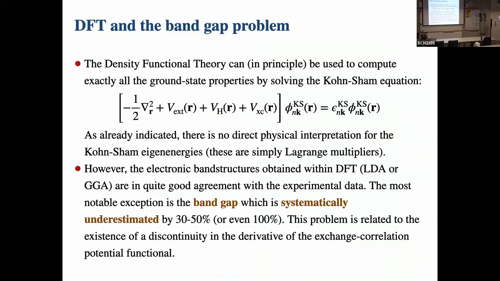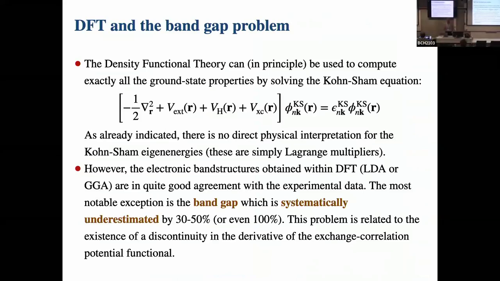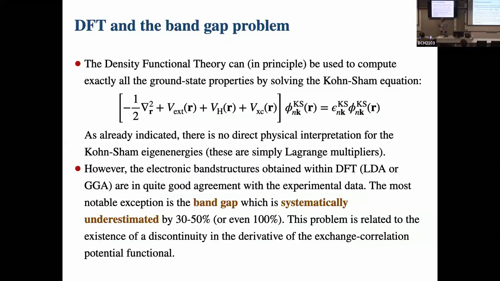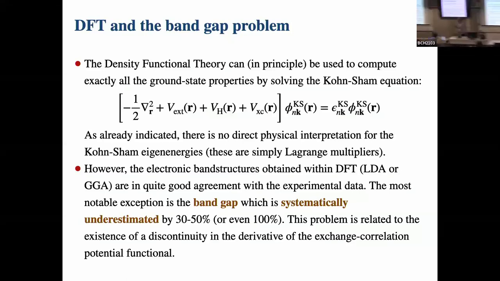Yes. Okay, so in principle, if we solve this one, we can compute all the ground state properties. And as we discussed already, and as you were pointing out correctly, there is no formal reason to interpret the Kohn-Sham eigenenergies as something other than just a Lagrange multiplier. But still, people have used and continue to use these electronic density functional theory band structures and compare them to experimental data. And in many cases, it works quite well, apart from the band gap that is systematically underestimated.